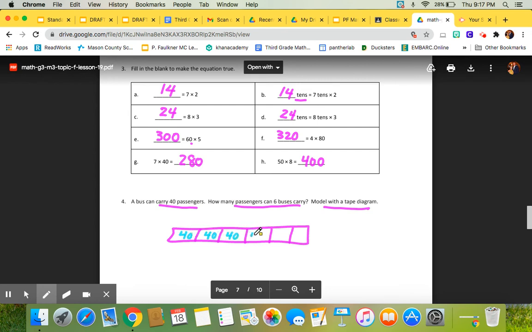Okay, it told us that in the story. Remember, we're learning from our story problem. That's where we get all of our information. So now we have 6 buses of 40, or we can say 6 times 40. Well, 6 times 4 is 24, and then we just add the 0 at the end, or it's 240. So we want to know how many passengers can 6 buses carry? 240 passengers. Okay?